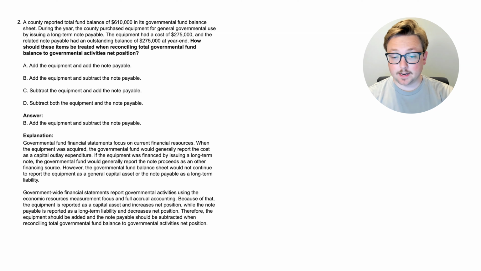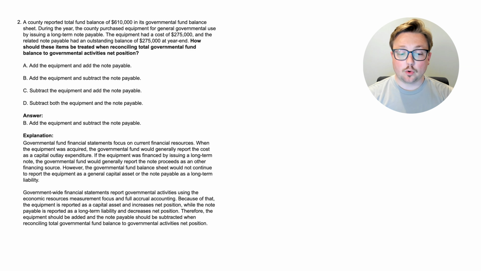If the equipment was financed by issuing a long-term note, the governmental fund would generally report the note proceeds as an other financing source. However, the governmental fund balance sheet would not continue to report the equipment as a general capital asset or the note payable as a long-term liability. We learned that in the first question. Government-wide financial statements report governmental activities using the economic resources measurement focus and full accrual accounting, so kind of more normal accounting that you're used to.